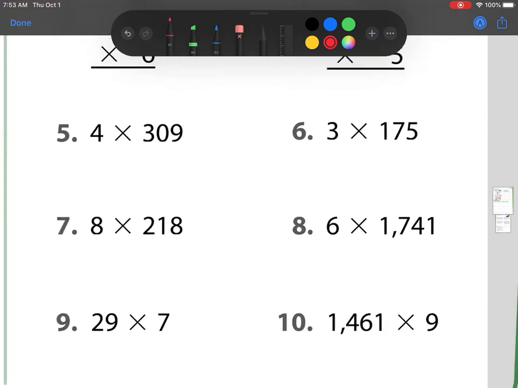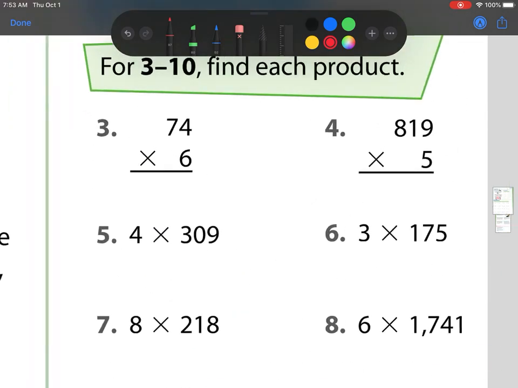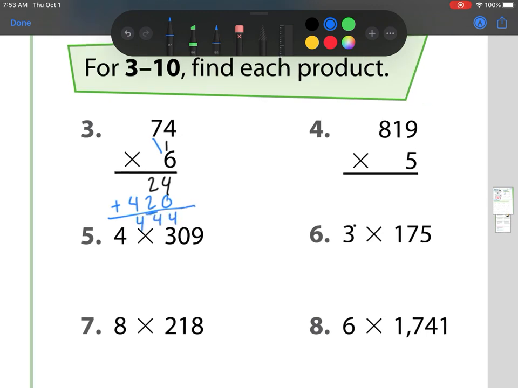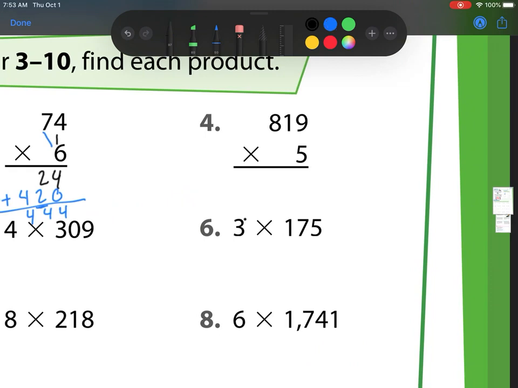Okay, let's head to our practice problems over here. Find each product. 6 times 4 is 24. 6 times 7 is 42, and since I'm in my tens place value, I start in my tens place value. When I add them up, I get 444, a whole bunch of 4s.